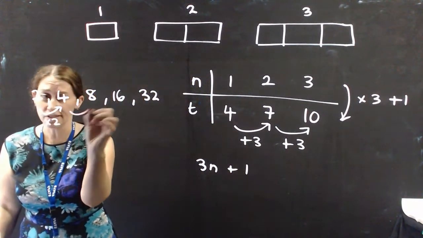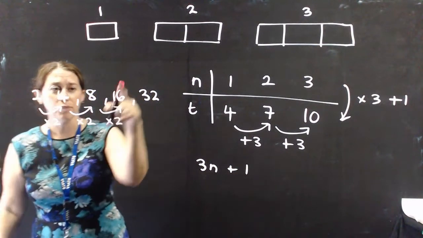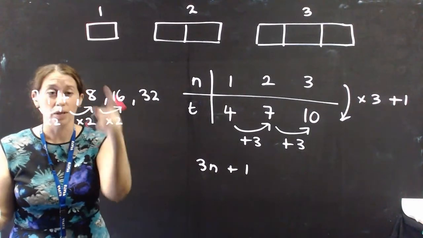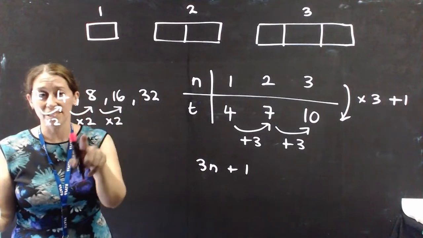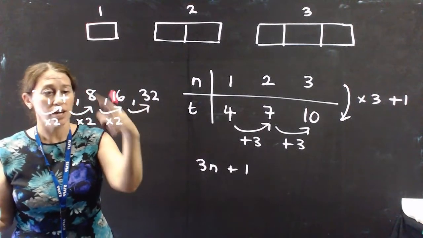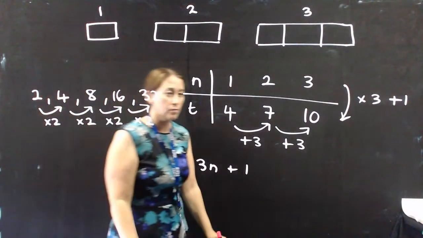So this is not a common difference, but there is what we call a common ratio. That means if we were to do 16 divided by 8, the ratio would come out as 2. 8 divided by 4, that ratio is the same because it comes out as 2. So we can see that each time, to get from one term to the next, we are multiplying by 2.